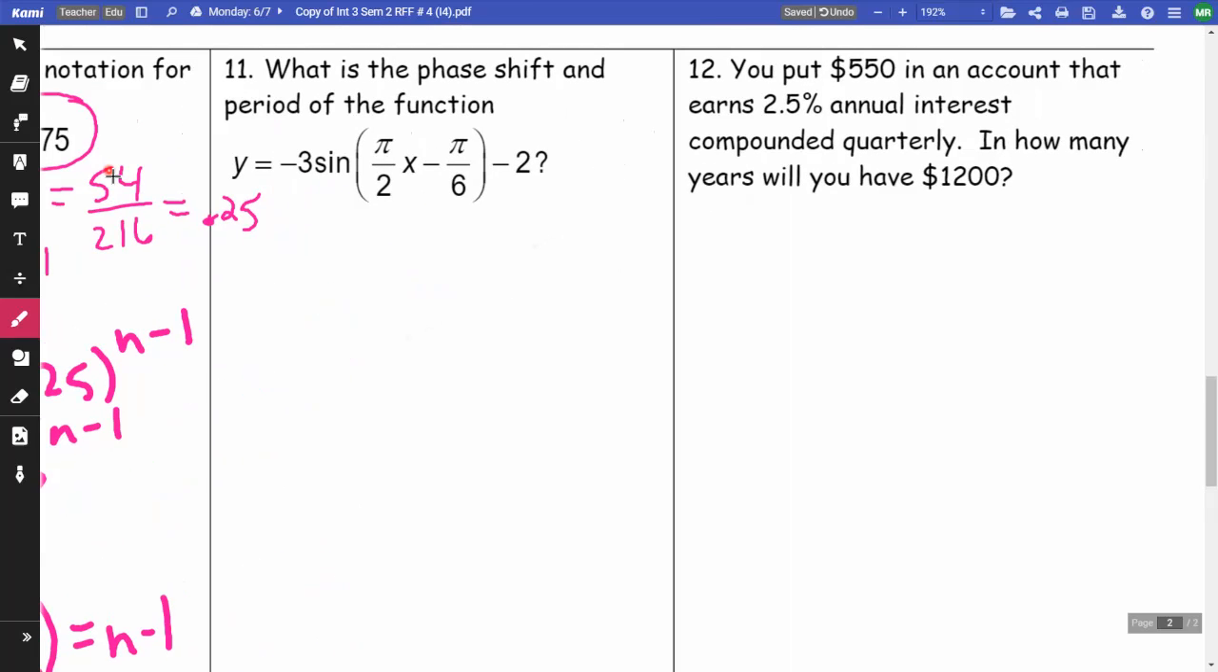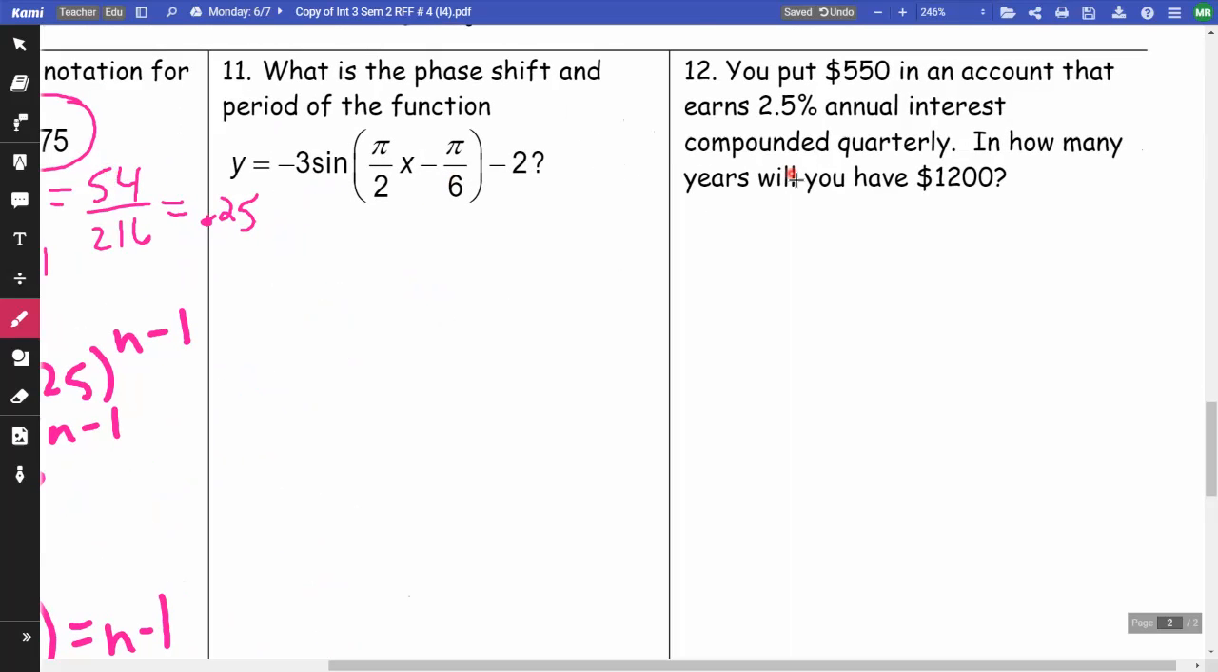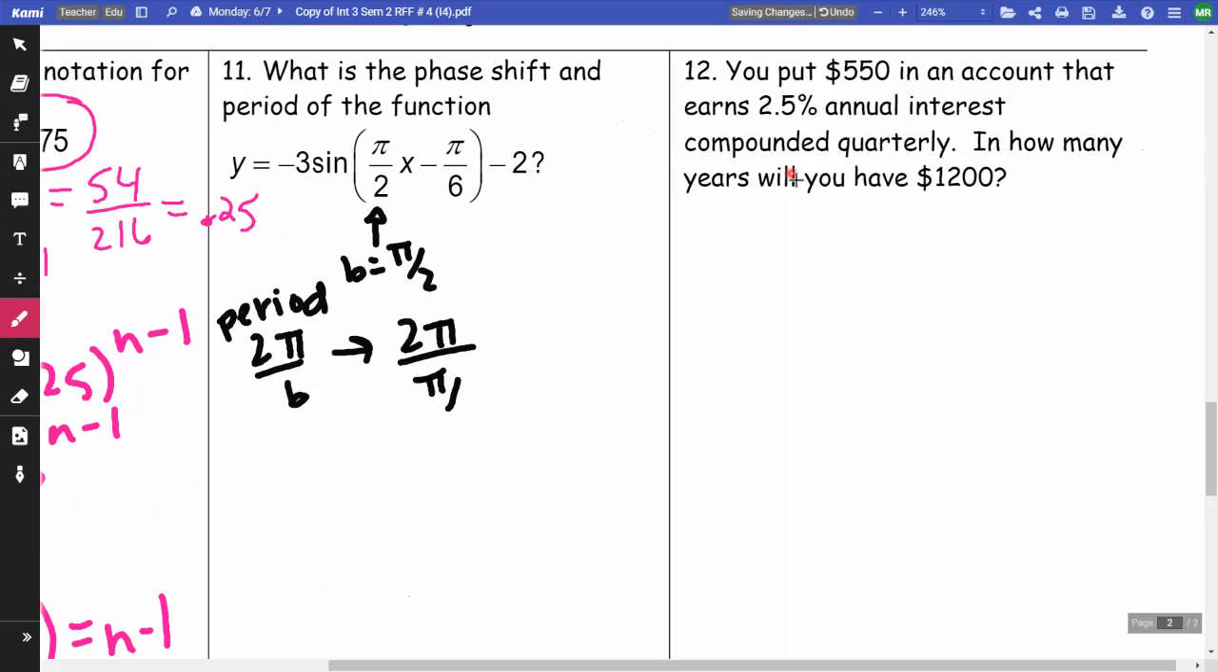On number 11, what is the phase shift and the period? So this pi halves is our b, and period is equal to 2 pi over b. And so that's going to be 2 pi over pi halves. 2 pi times the reciprocal, 2 over pi. So my pi's are going to cancel and I end up getting a 4. That's my period, 4.